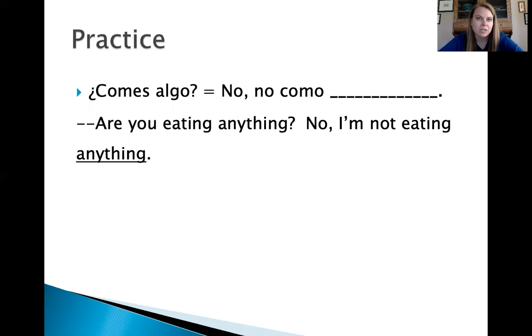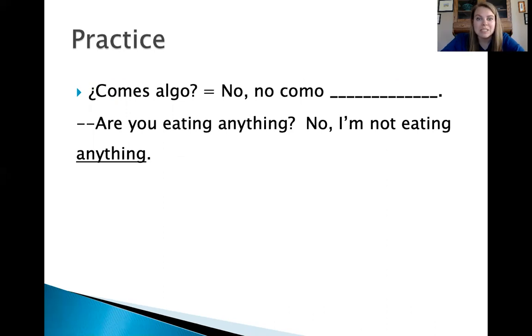Let's do a bit of practice. So just follow along. You're welcome to pause if you want to think about it before I show you the answer. Here we have ¿comes algo? Are you eating anything? No, no como blank. So in my sentence here, it says, no, I'm not eating anything. But you need to think to yourself, in this sentence, I have a negative word, not, and I have anything, which is an affirmative word.